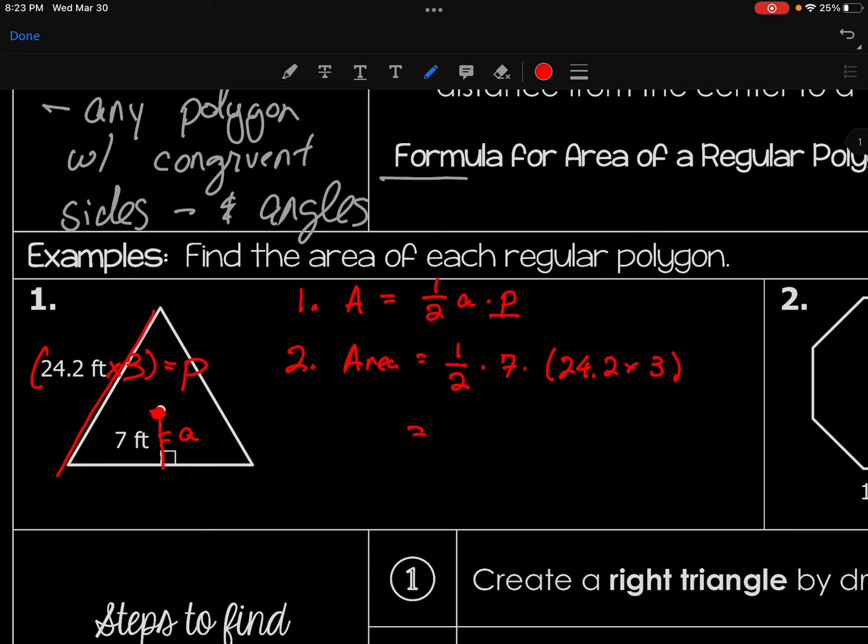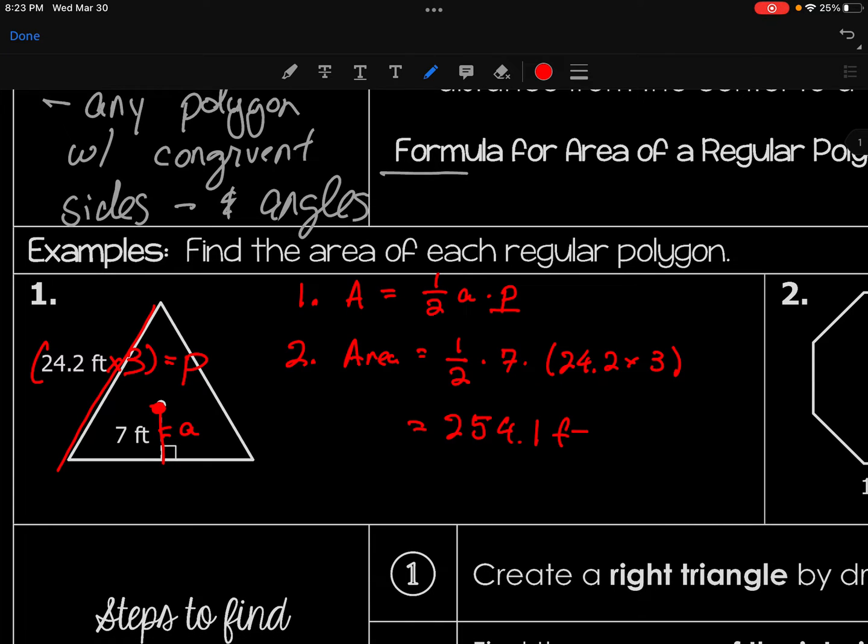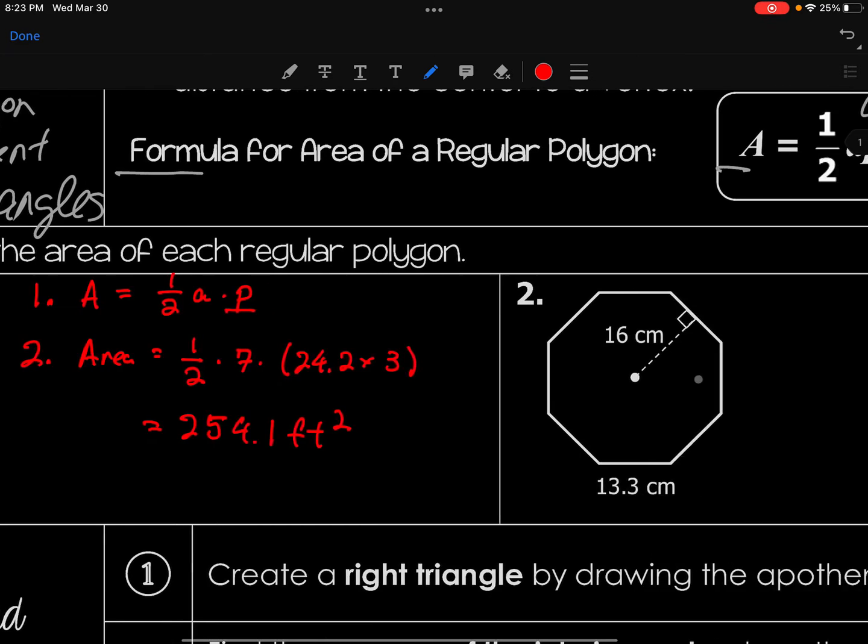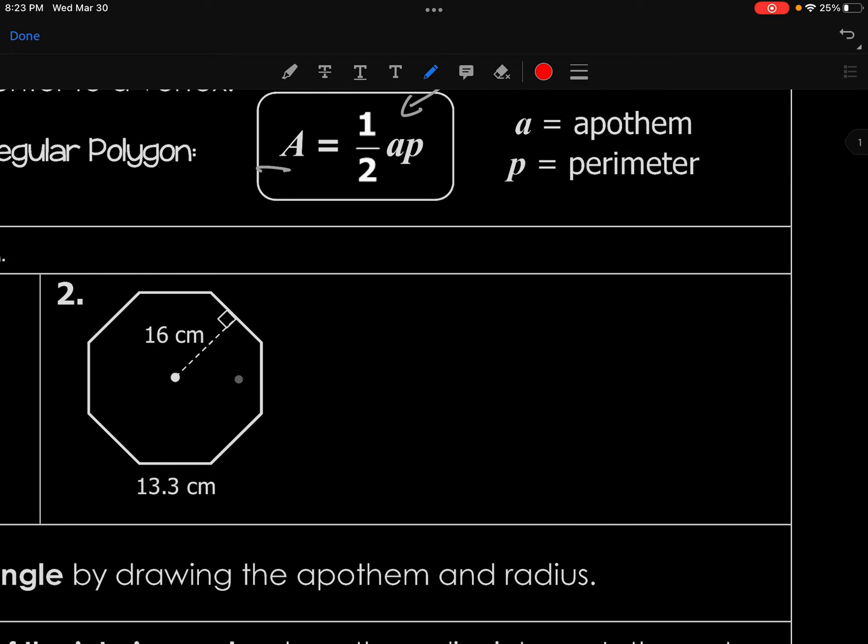Therefore, the area here is 254. Oh, that's not right. 254.1. Well, we need to have units, so it's feet squared. Should be pretty simple. Let's look at the next example problem.